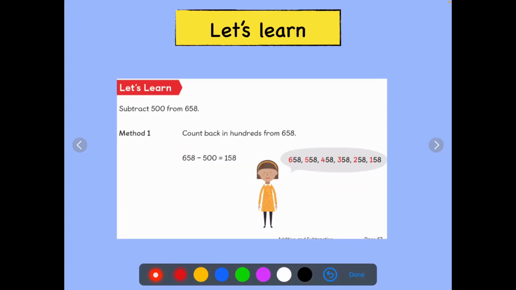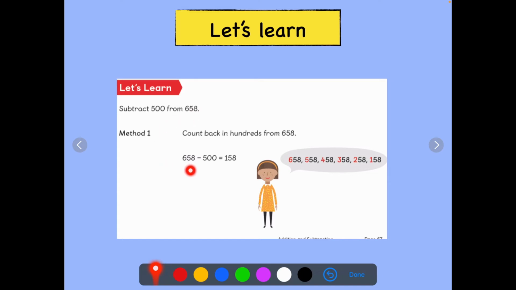Let's learn. Subtract 500 from 658. Method 1. We could count back in hundreds from 658. The calculation would be 658 take away 500. When we see the word from, that means we're taking this number away from this number.